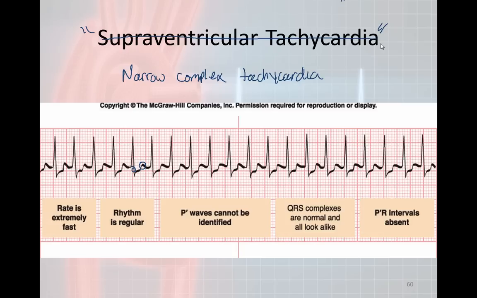I hope you enjoyed the presentation here of wandering atrial pacers, multifocal atrial tachycardias. We also covered ATAC, and we also talked a little bit about the SVTs. The next presentation is going to cover the atrial flutter and atrial fibrillations. Those two are going to have their own presentation because there could be a lot of information about those two right there. Thank you.